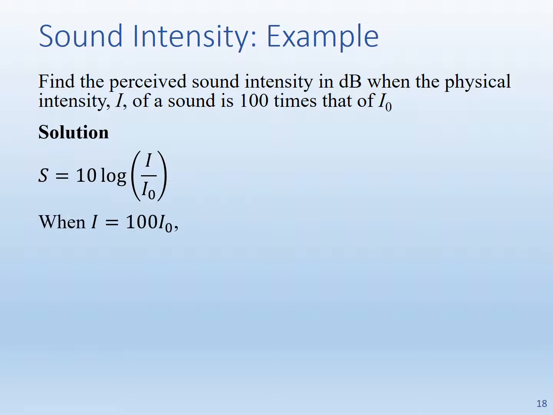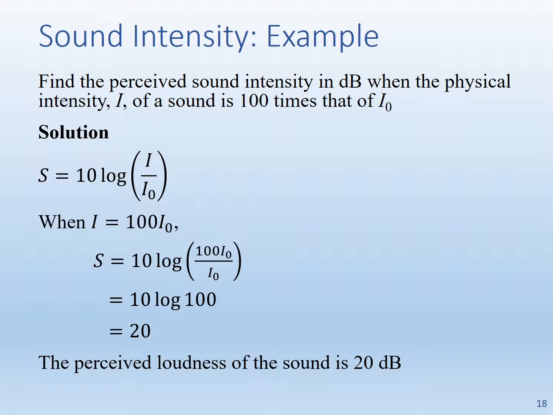We substitute I equals 100 times I naught into that formula. We can cancel down our I naughts there inside the log, so we'll get 10 log of 100. Now, log without a base written means log base 10, so log base 10 of 100 is 2. 2 times the 10 is 20. So the perceived loudness here is 20 decibels.